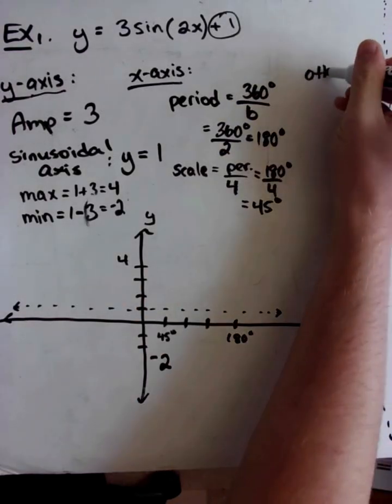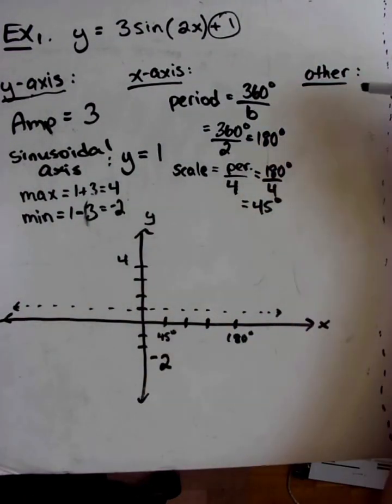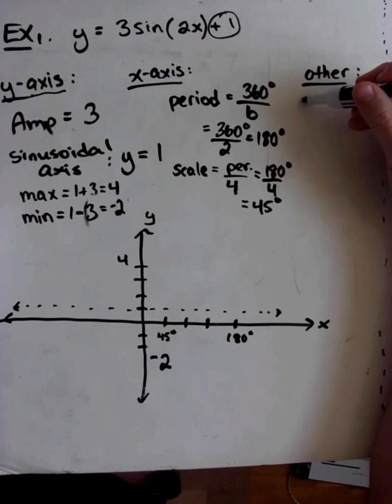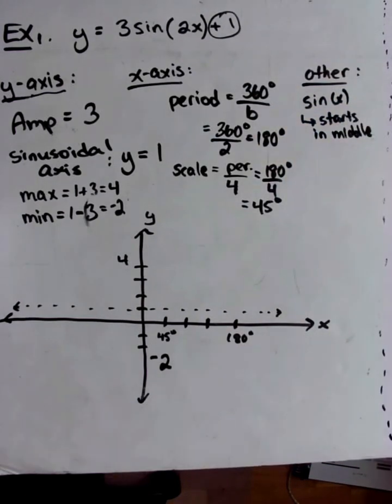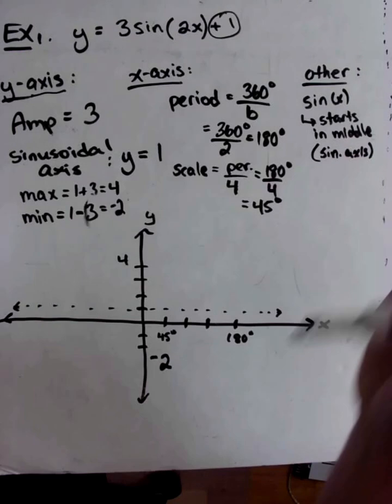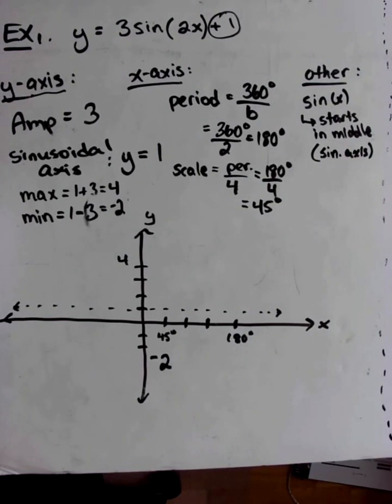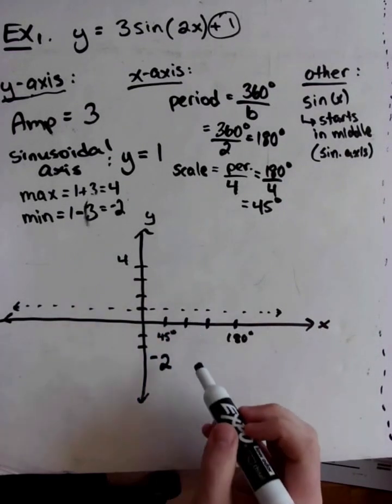Finally, there's some other pieces of the graph that I need to consider. Okay, number 1, what graph do I have? I have a sine graph, and I know that this graph starts in the middle. Starting in the middle means we start at the sine axis, the sinusoidal axis. Remember from the base graph that you would start at 0, which is right in the middle of the graph, and then go up to the maximum, down to the minimum.